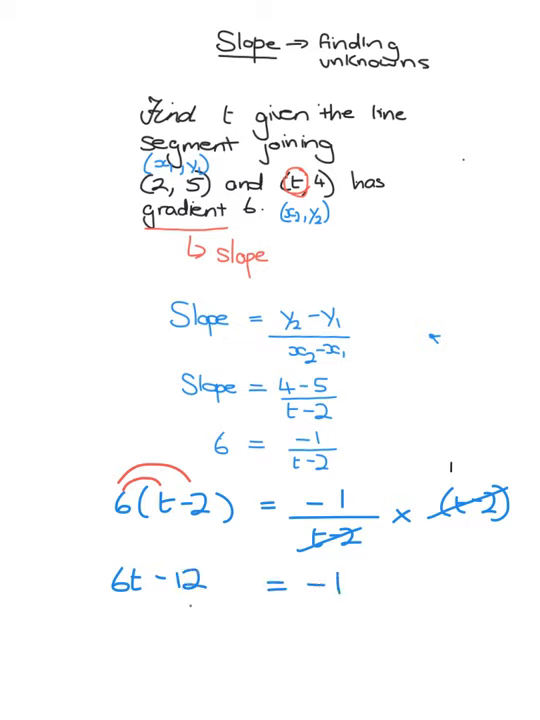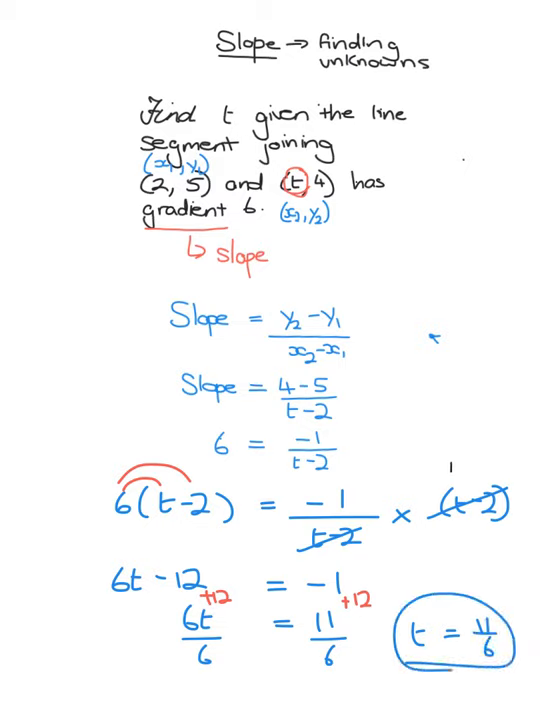Then I'm going to add 12 to both sides, so you wouldn't have to write that in, but I'm just going to write it in so you know what I'm doing. I'm adding 12 to both sides, and I get that 6t is equal to 11, -1 plus 12 is 11. Divide both sides by 6, and I get that t is equal to 11 over 6. So that's how I find unknowns using the slope formula.